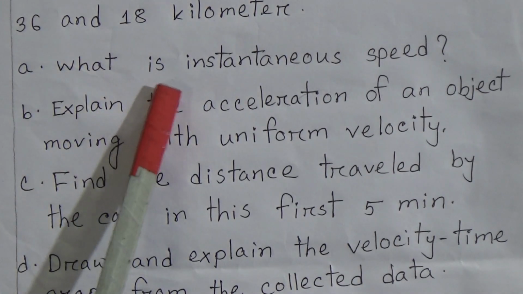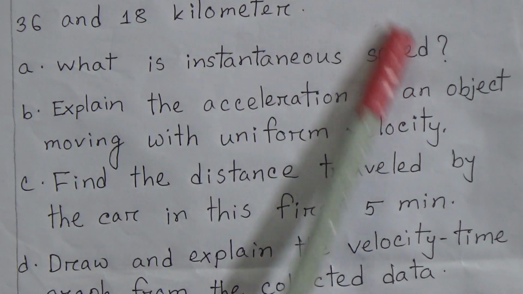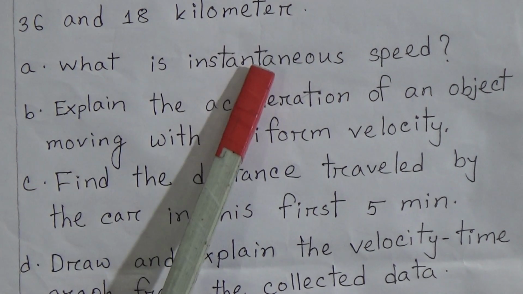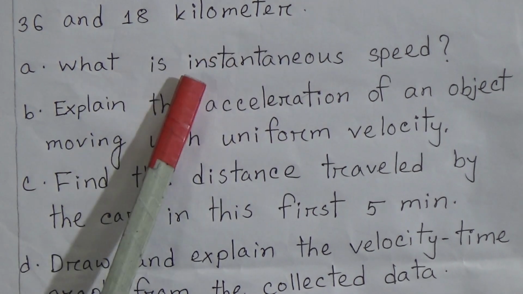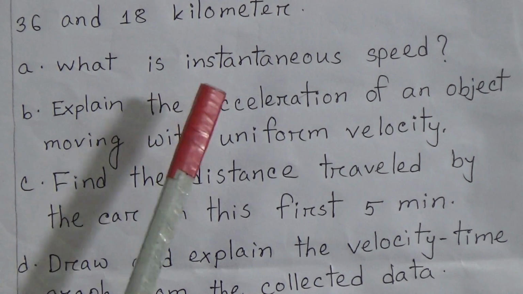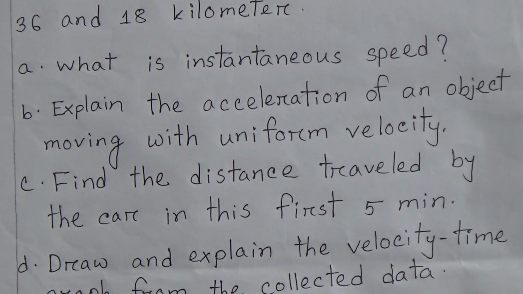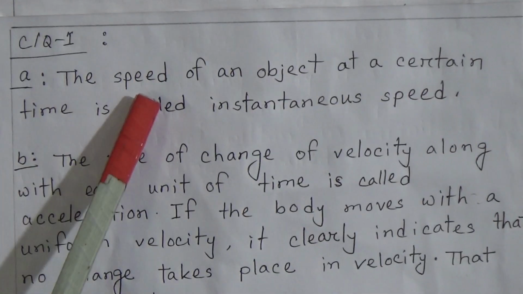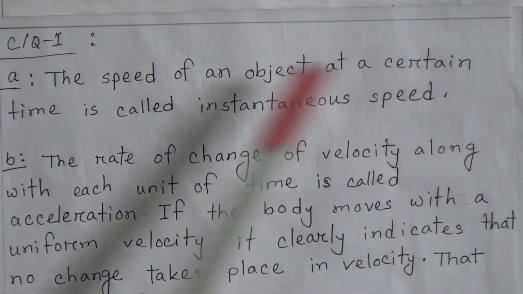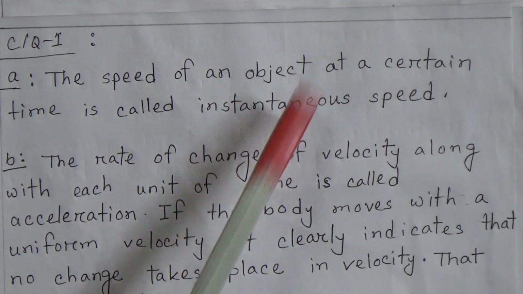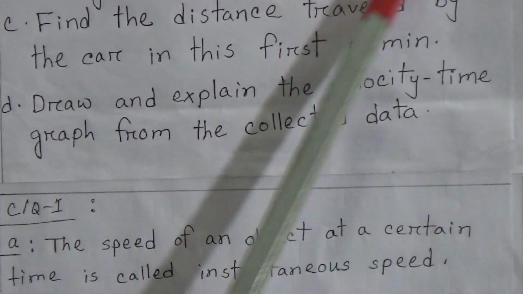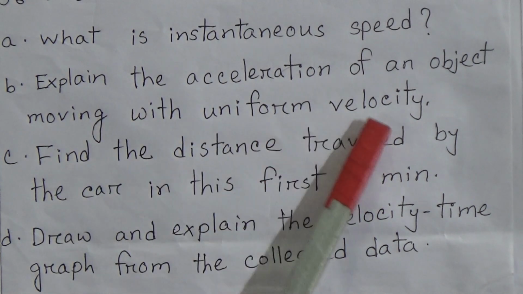My dear students, at first question number A, what is instantaneous speed? We have already learned this definition from our textbook. Instantaneous means instant. Answer: the speed of an object at a certain time is called instantaneous speed. I am repeating, the speed of an object at a certain time is called instantaneous speed.